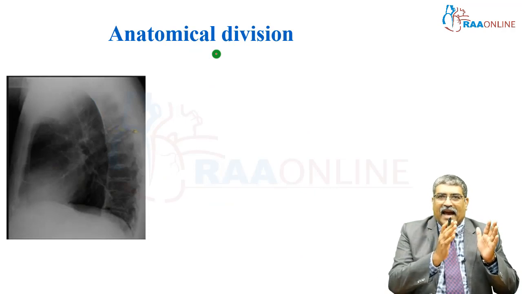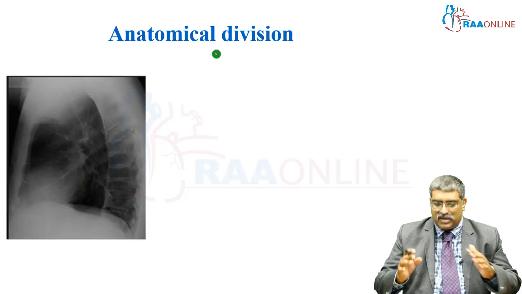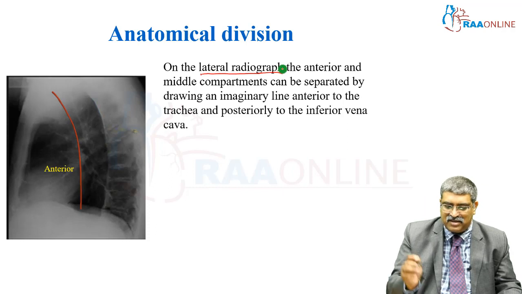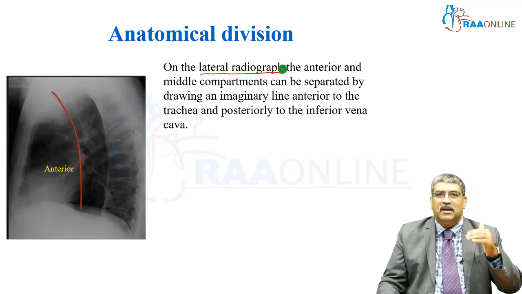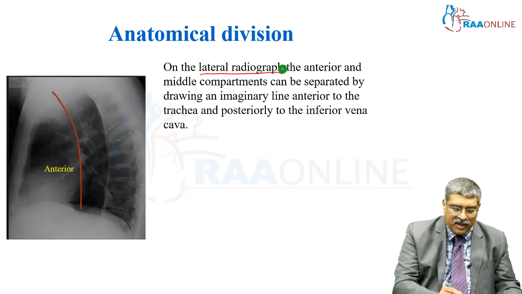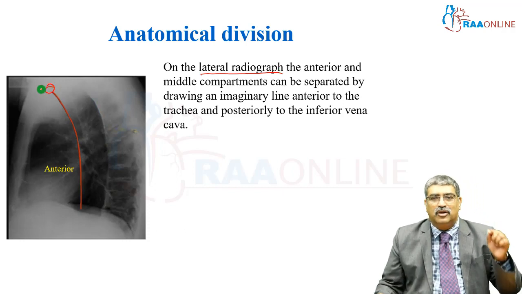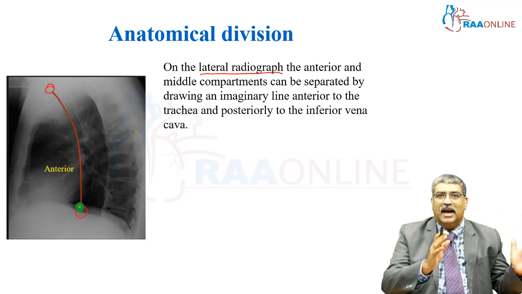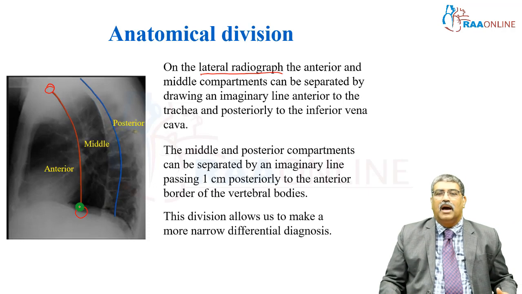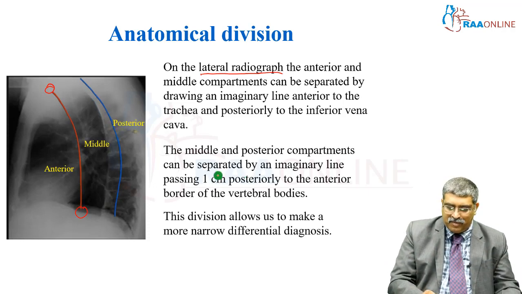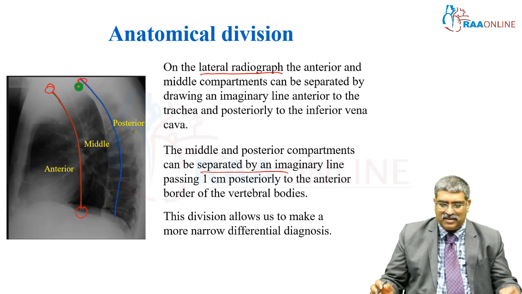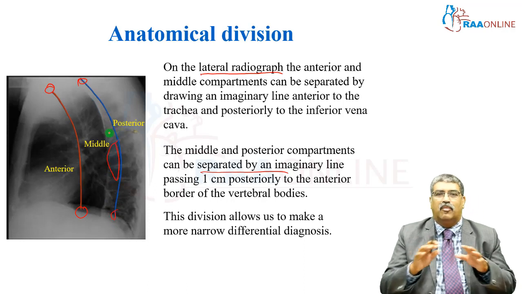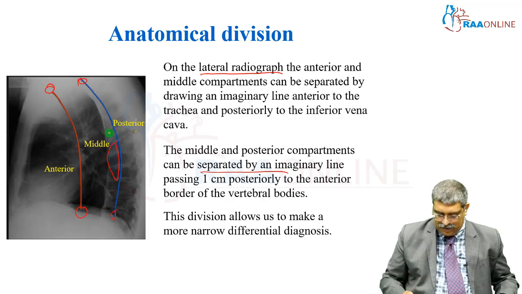How are the anterior, middle and posterior divided? It is by imaginary lines. If you take the lateral chest X-ray, the anterior and the middle compartment are divided by an imaginary line from the anterior to the trachea and posterior to the inferior vena cava. This is the line which separates the anterior and middle compartment. And the middle and the posterior is divided by an imaginary line just 1 centimeter posterior to the anterior border of the vertebral bodies. These are all imaginary lines.